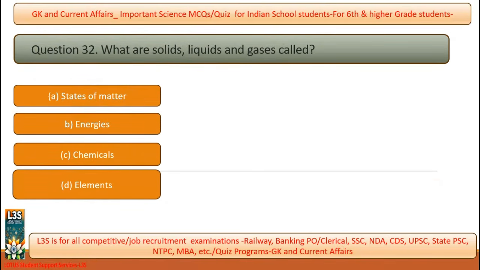What are solid, liquid, and gases called? A, states of matter. B, energies. C, chemicals. D, elements. And it is A: solid, liquid, and gases are called states of matter.